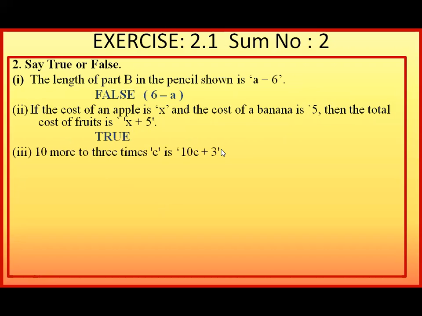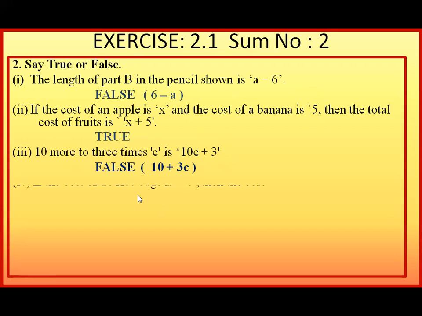So it is true. 10 more than 3 times c is. 10 more than 3 times c. 3 times c is 3c. 10 more is 10 plus. So here the statement is 10 plus 3c and not 10c plus 3.